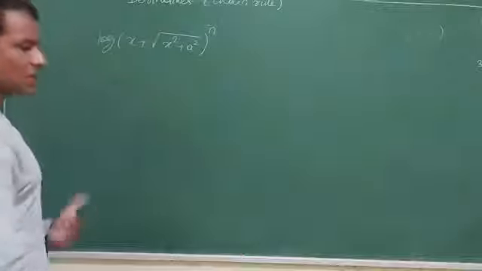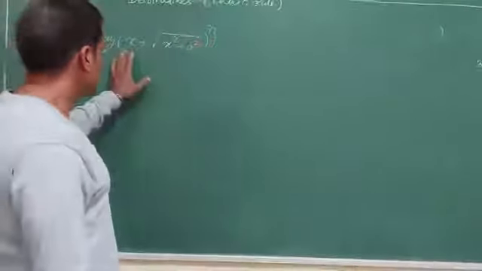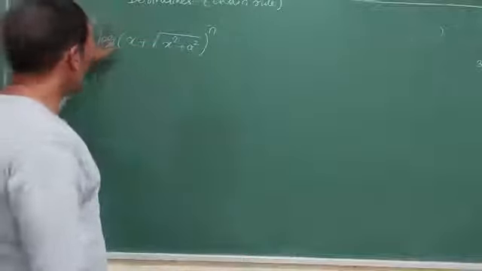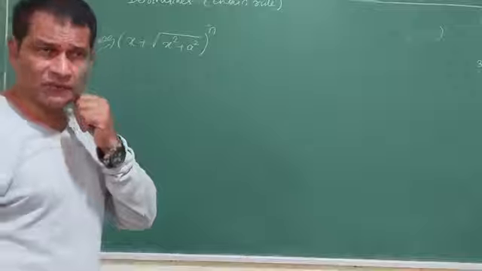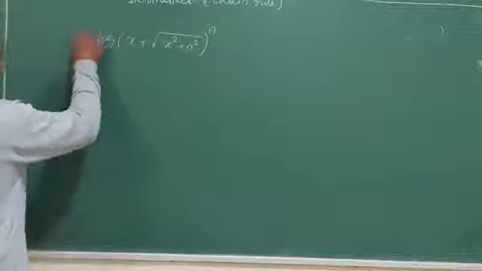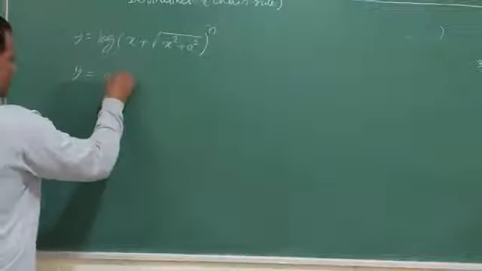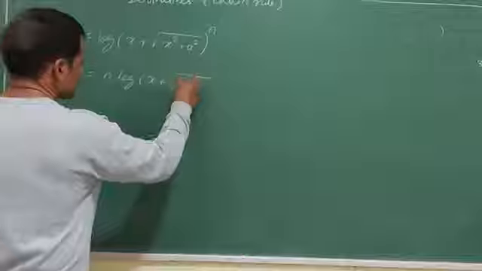See, you need to look at the question carefully. Where is the power given? This exponent is x plus under root x square. Sometimes in the question there is a bracket and power will be there. So you need to check it carefully. That means the log base is e here by default. So I can write down this one as n log x plus under root x square plus y square.